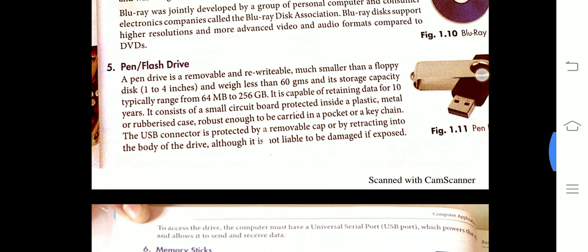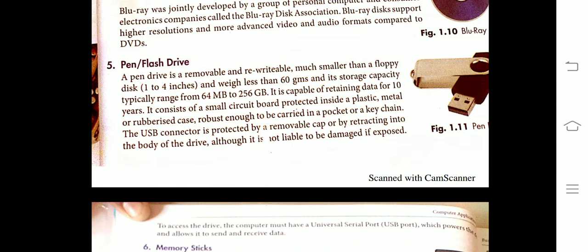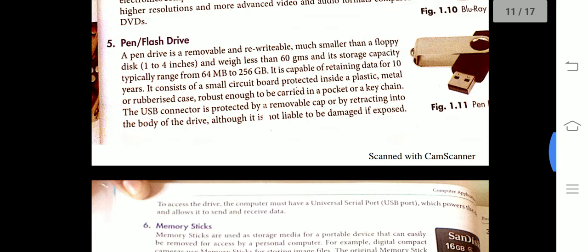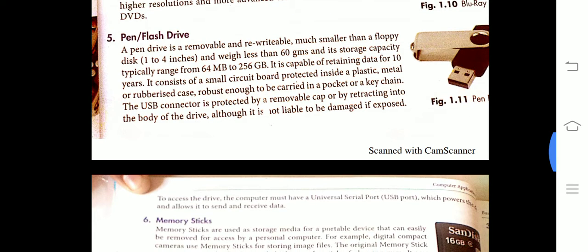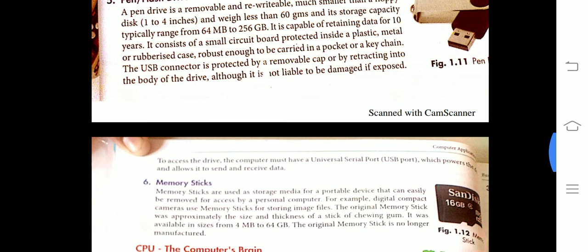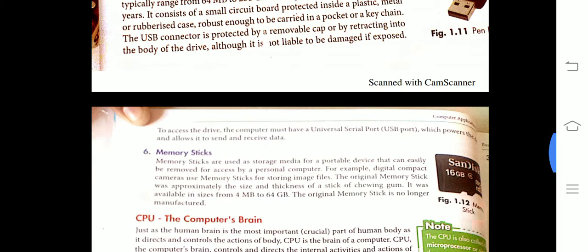Pen drive and flash drive are there. A pen drive is a removable and rewritable drive which is much smaller than a floppy disk and weighs less than 60 grams, and its storage capacity typically ranges from 64 MB to 256 GB. Okay, students, we all know about memory sticks also.